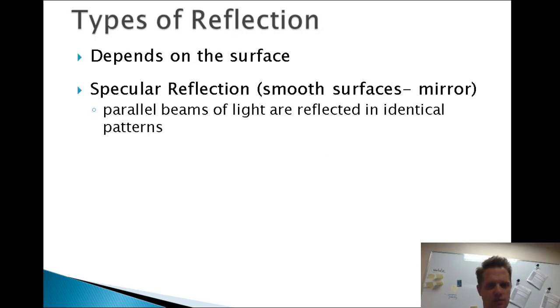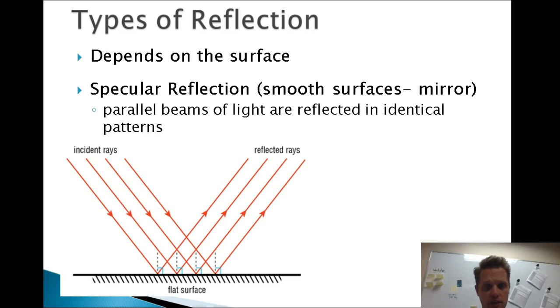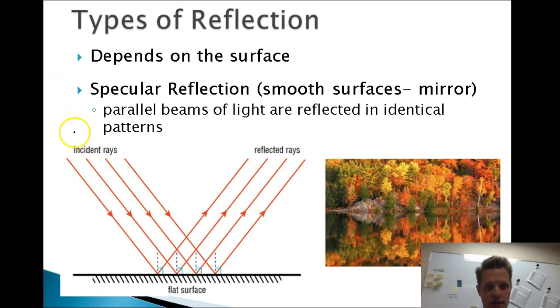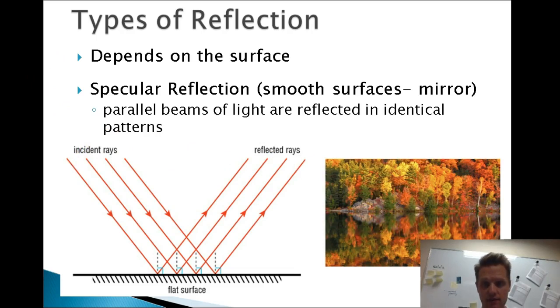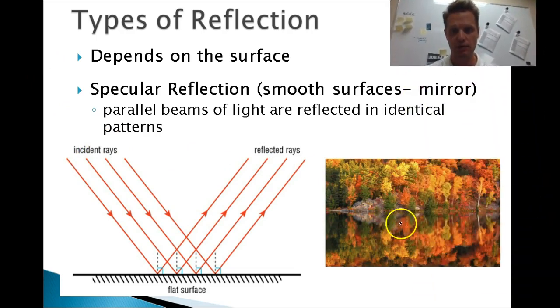So we have different types of reflection. One type of reflection is specular reflection. Really, the type of reflection depends on the surface. Smooth surfaces will bounce off parallel beams. So this means that if you have a nice lake, you can see that the lake is perfectly reflected in the water. Why is that? Because the water is smooth as glass, and because it's smooth, all the light rays bounce off in a perfect manner.